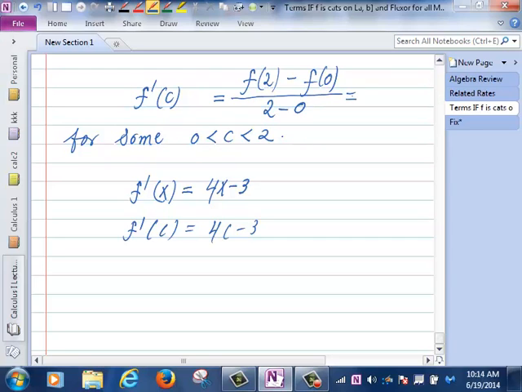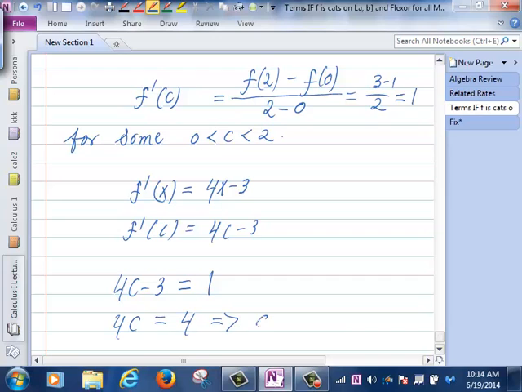When you plug in 2 for x in f of 2, you get 2 times 2 squared, so that will be 8, minus 6, plus 1, which is 3. So you get 3 here. Oh, there is f of 0, I forgot. That is 1, so 3 minus 1 is basically 2. Then I can solve: the derivative at c, 4c minus 3, is the same as the average rate, which is 2 over 2, so 1. And so what is c then? 4c would be 4. c would be 1.